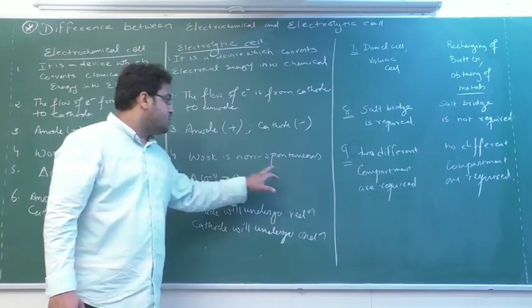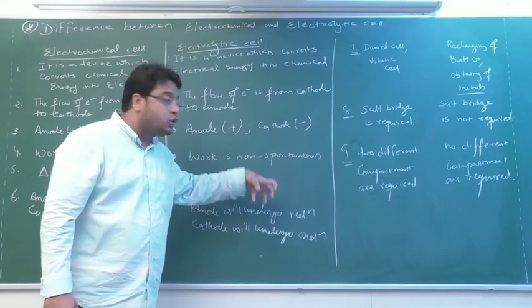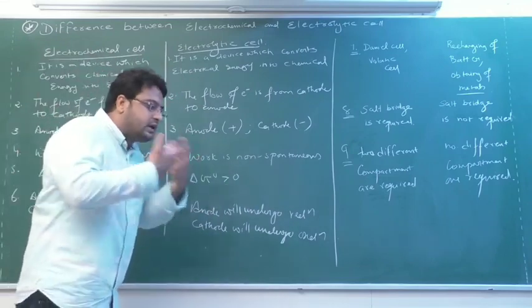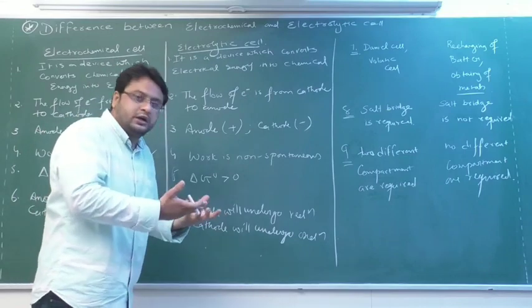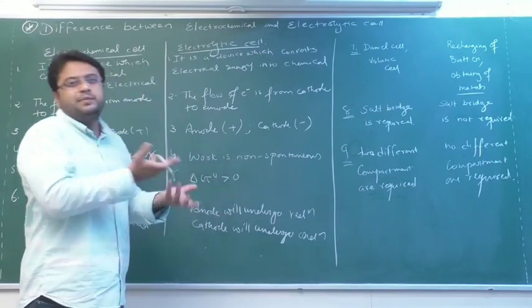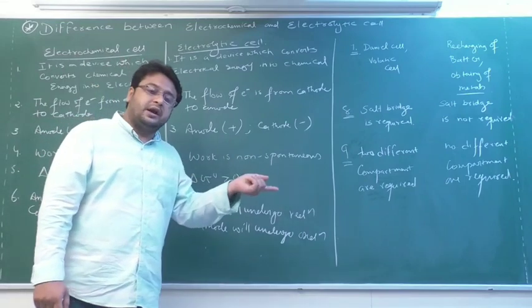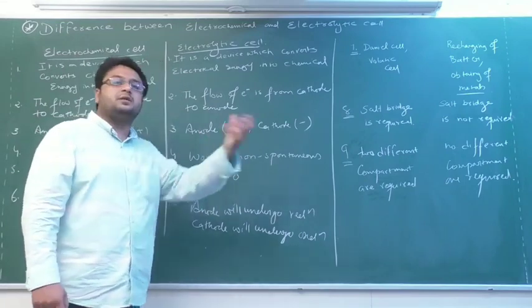Similarly, work is here non-spontaneous. Why is work non-spontaneous? Because in an electrolytic cell, we have to supply the current. If you don't supply the current, if you don't give the electrical energy, the chemical reaction will not start.